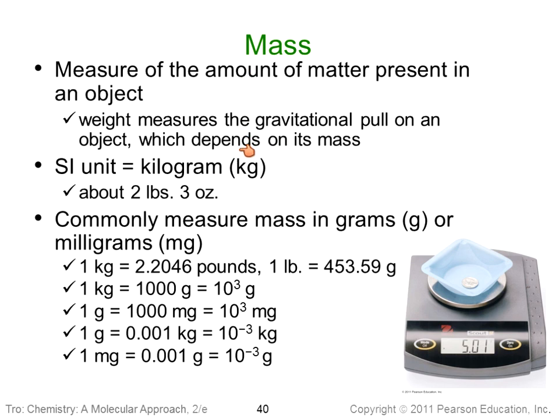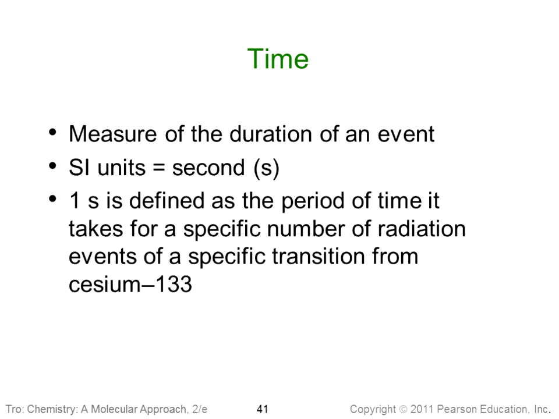For mass, we generally use the gram or kilogram. You can see down here the conversion between, say, a pound and a gram, and these other things. We generally use a scale of some type to measure the mass. Time is measured in seconds.